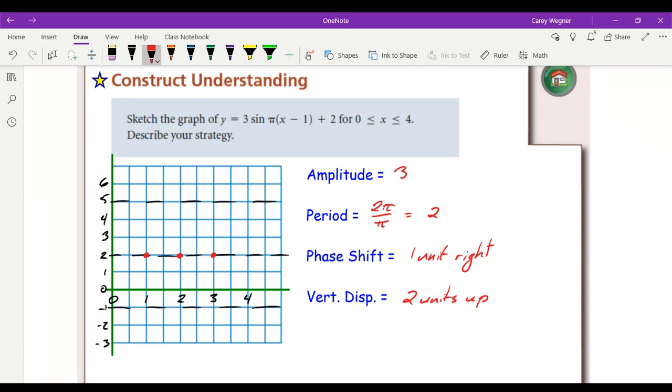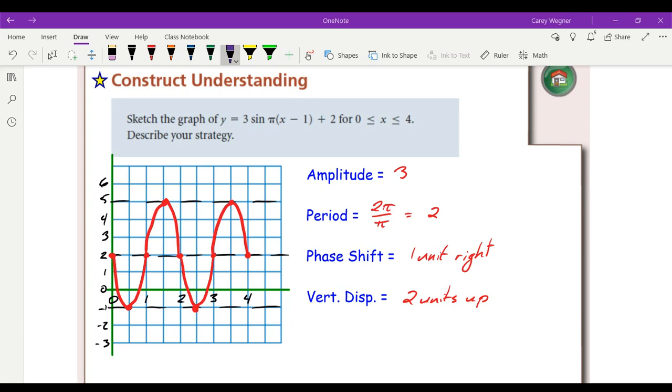The sine graph starts on the center line and curves up. So here, where my x value is 1.5, I'll be at a maximum. Here at 2.5, I'll be at a minimum. And then I'll just keep that pattern going to sketch the graph between 0 and 4.